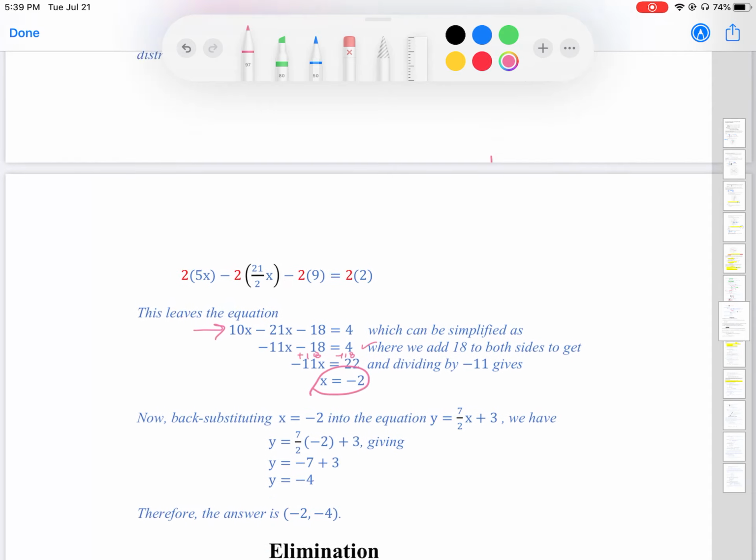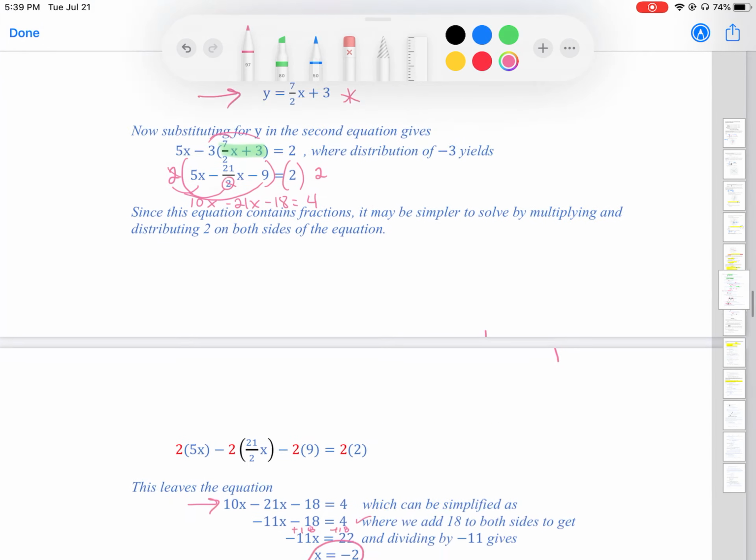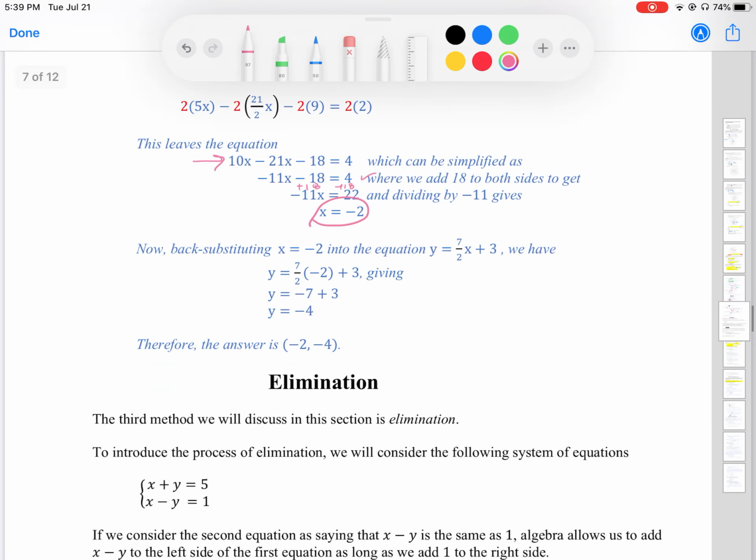So let's take back and plug in negative 2 into our start equation, which we labeled with a star. And so we're going to let negative 2 replace the x. So we're left with y equals negative 4 as an answer. And remember, you always want to write it as x comma y. So this is our answer.